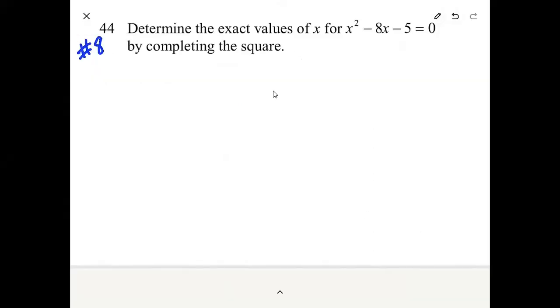Now this one, we're supposed to find the exact value for x by completing the square. I'm not going to complete the square. I'm going to use the quadratic formula instead, and that's how I'm going to answer this. If we answer this without completing the square, the most we could get is 1 point, but that's what we're going for.